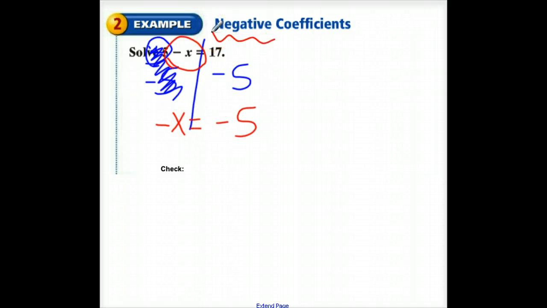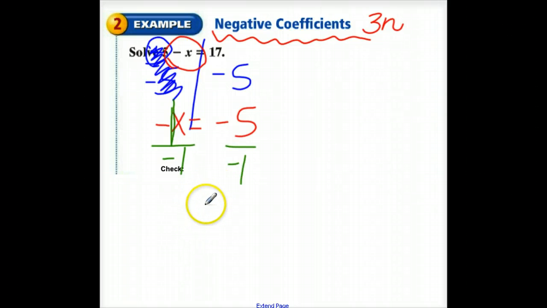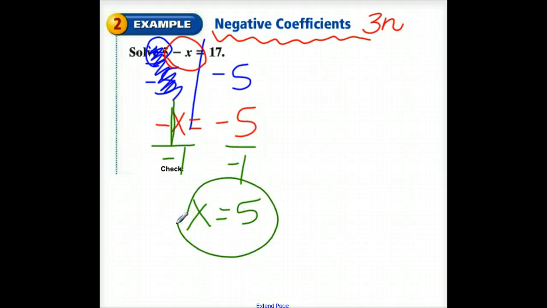So in this example, when they mean negative coefficients, a coefficient is a number attached to a variable. In this case, there is a coefficient, but it's kind of hidden. When you see a negative sign, you want to assume there's a -1 in front of that x. So to get x all by itself, we're going to divide by that -1 to both sides. My final answer is just my x. -5 divided by a -1 is a +5.